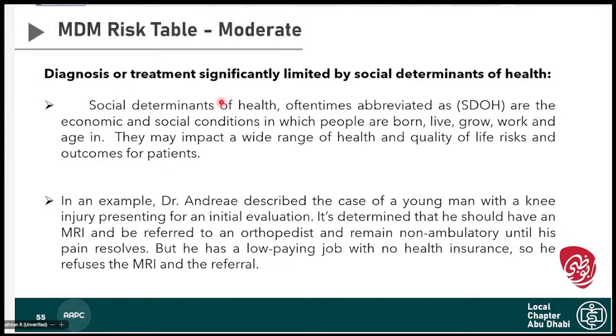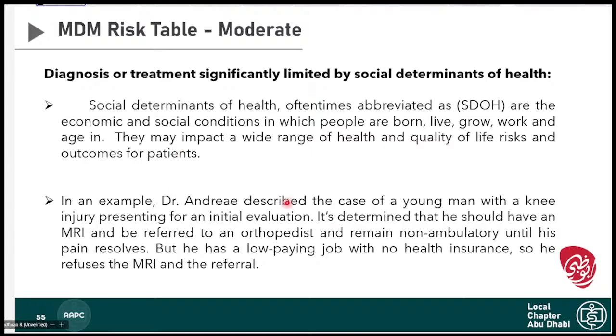Next we'll discuss SDOH, which is social determinants of health. What is meant by social determinants of health? It is the patient conditions like where they were born, where they live, grow, work, and age. These are all conditions that impact the patient's health. We can consider those types of conditions as social determinants of health.